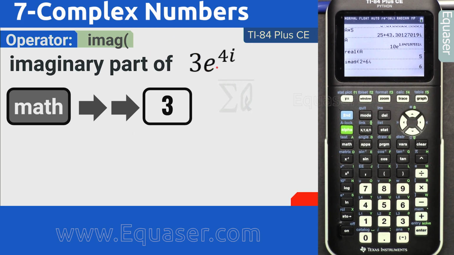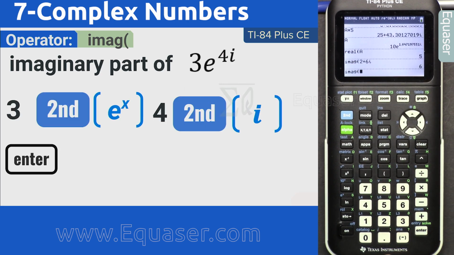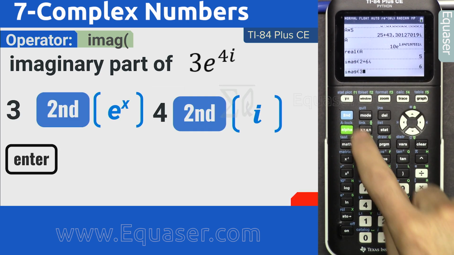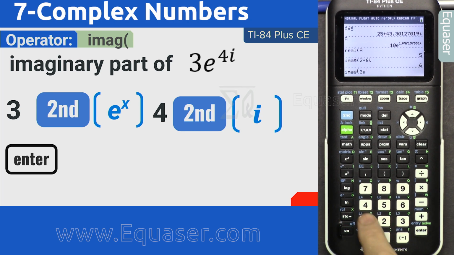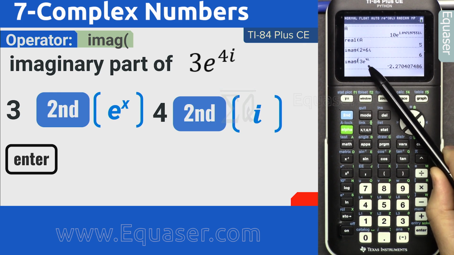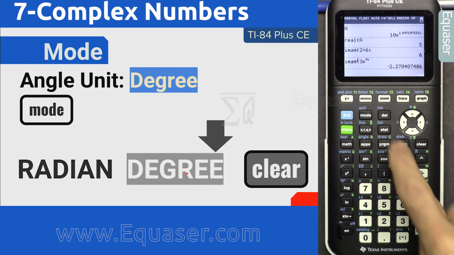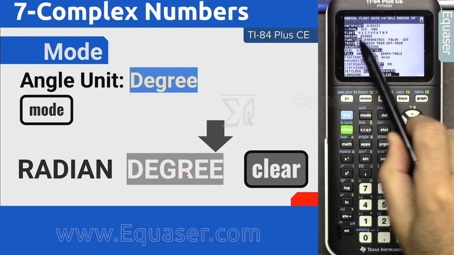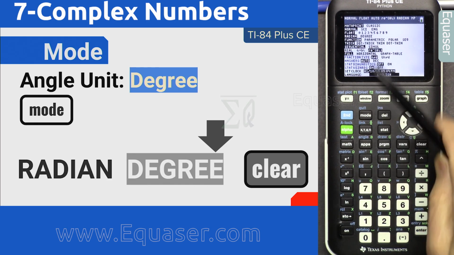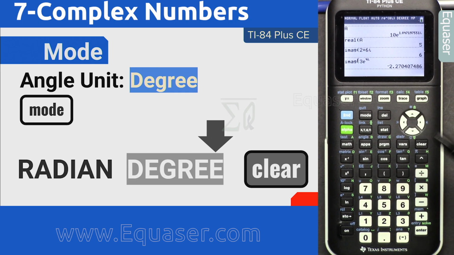Imaginary part of 3e to the power 5i: math, imaginary, and 3, second function, e, 4, second function, i, and enter. That's the imaginary part of this complex polar format. Now let's set the unit to degree, press mode, and degree is in here, once, twice, selected degree. Remember now it's radian. If I press enter, it has changed to degree, clear to exit.